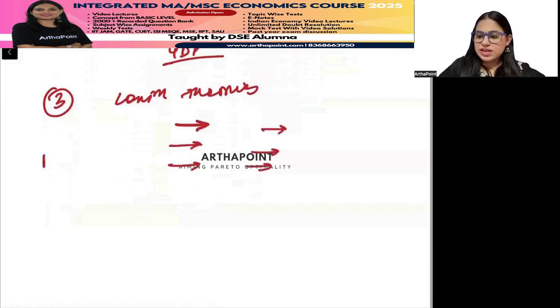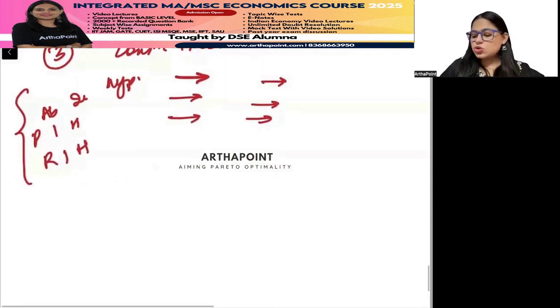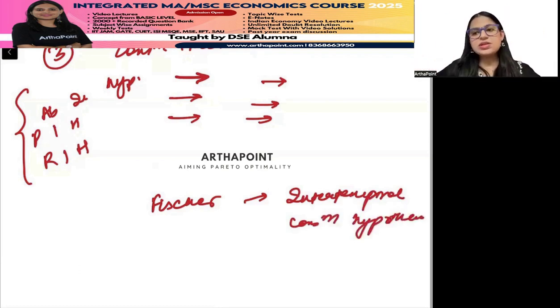So you have to be very clear with absolute income hypothesis, with permanent income hypothesis, with relative income hypothesis. ये तीन तो अच्छे से करनी ही करनी है. And apart from this, you should be aware that Fisher had given intertemporal consumption hypothesis, है ना? So Fisher told that consumption has to take place in 2 periods. उसके बारे में भी आपको discuss करना है.